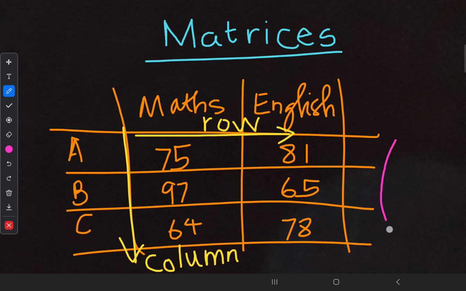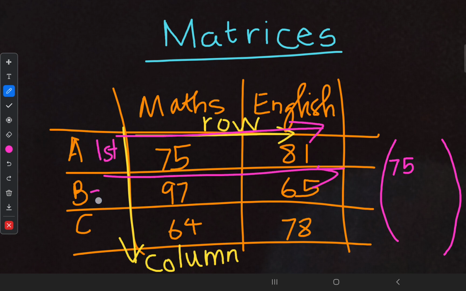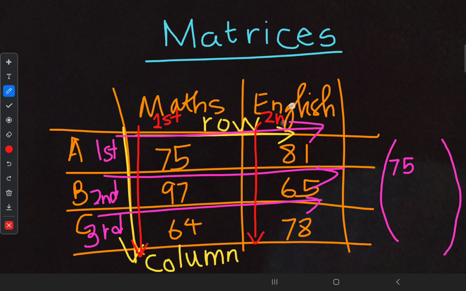First of all, we have to indicate the marks we are using in matrices. In matrices, you have to use two normal brackets at both ends. So 75 is in the first row. This is our first row, this is our second row, and this one is our third row. Likewise, I'll indicate the data. And when we consider the columns, this vertical one is our first column, and this one is our second column. I'll write the given data in a matrix.